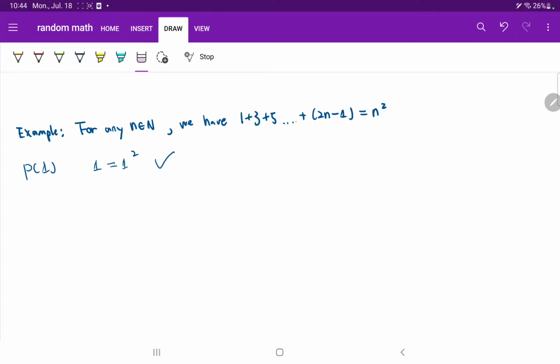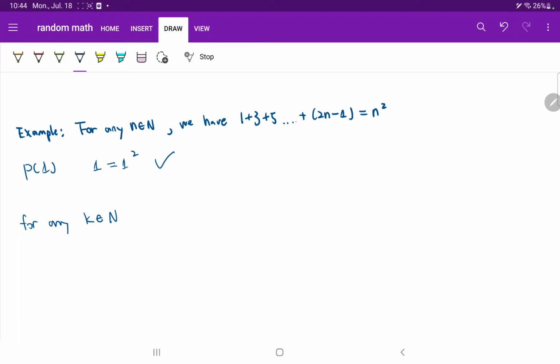So the base case P1 is definitely true. Now comes the harder part, which we call the induction step. You've got to have an induction hypothesis. So let's rewrite condition 2 to make this more clear.